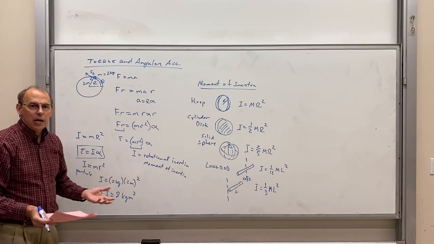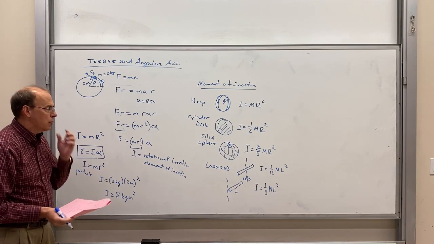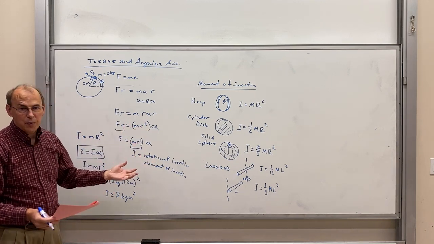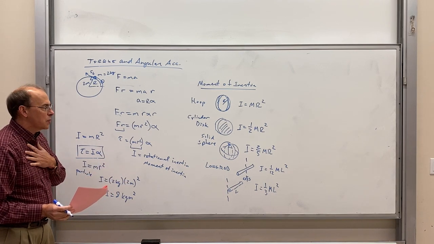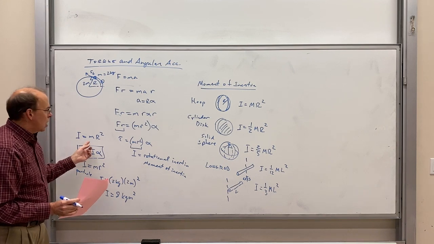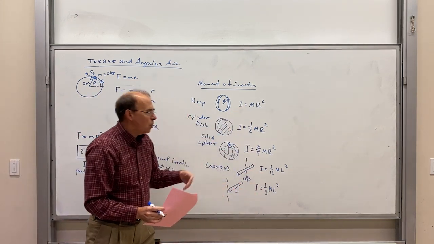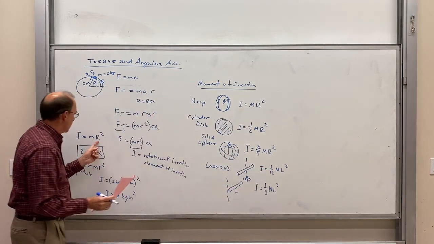Now I would give you a table of these on a quiz, and you'd have a table available in your homework. There's one in the book. I would not expect you to memorize these. I don't have them memorized; I look them up when I need them. But I would expect you to understand conceptually something about them. Notice there's always a mass, and there's always a length squared, either an R squared or an L squared.